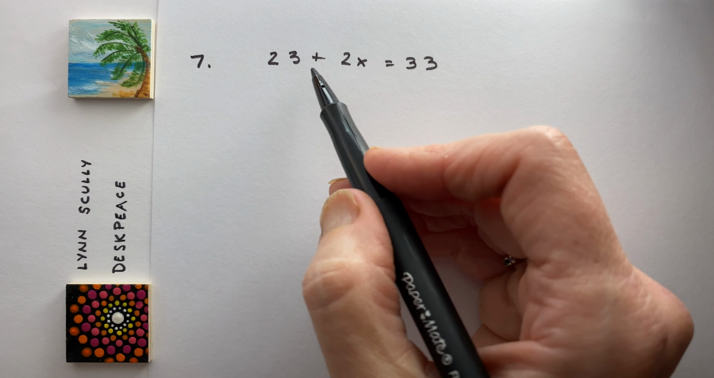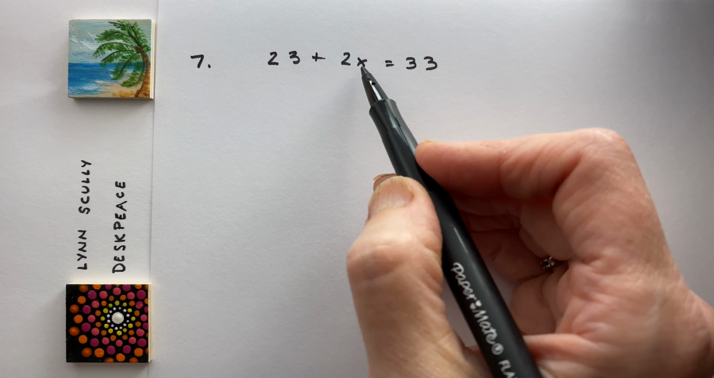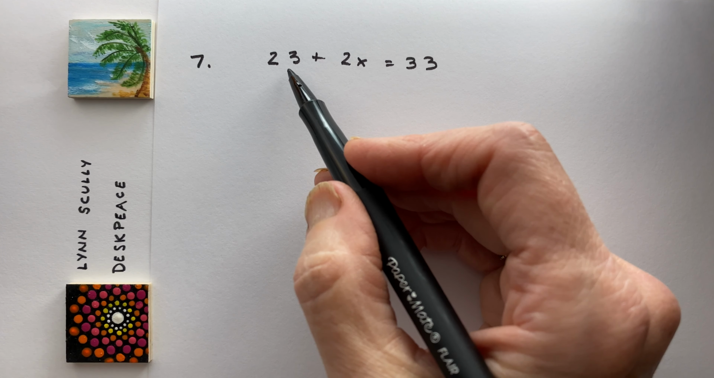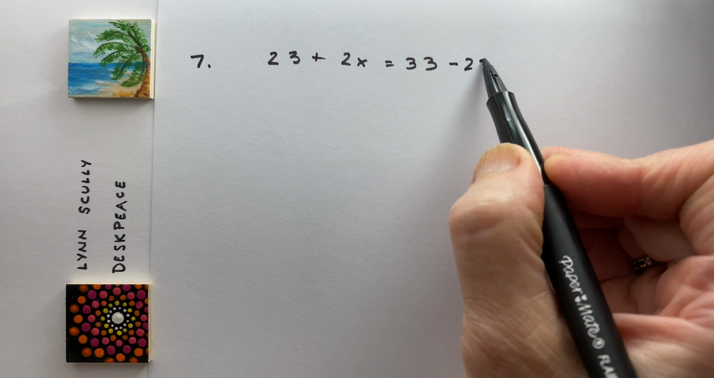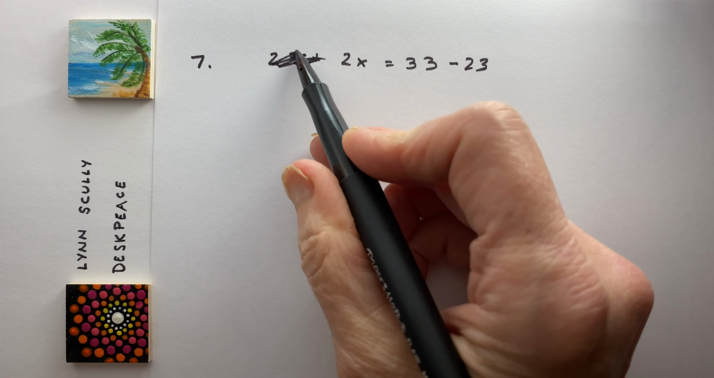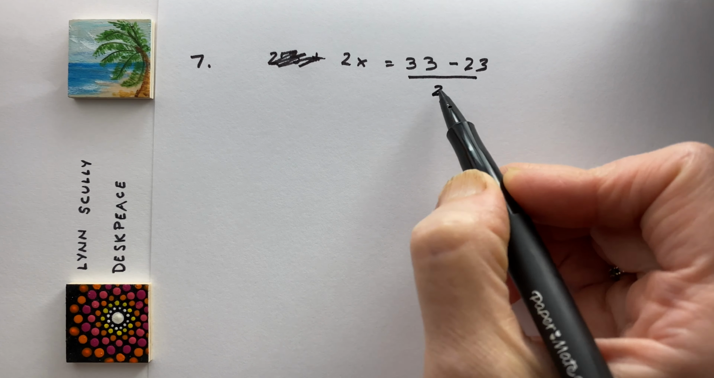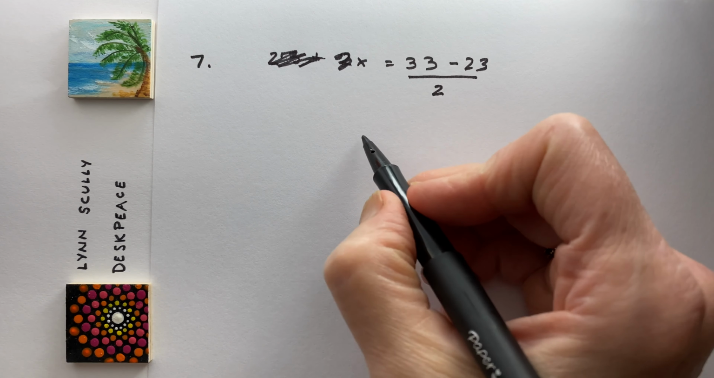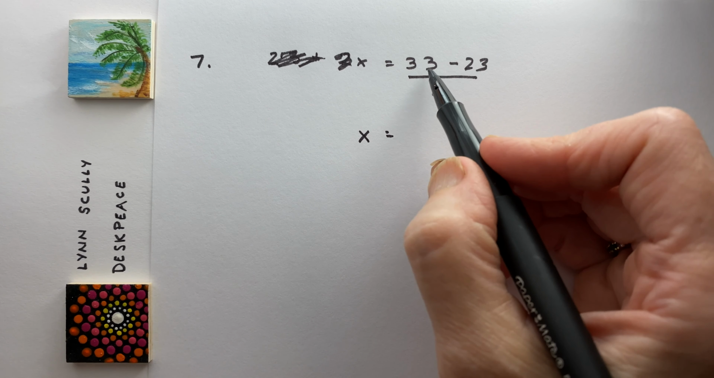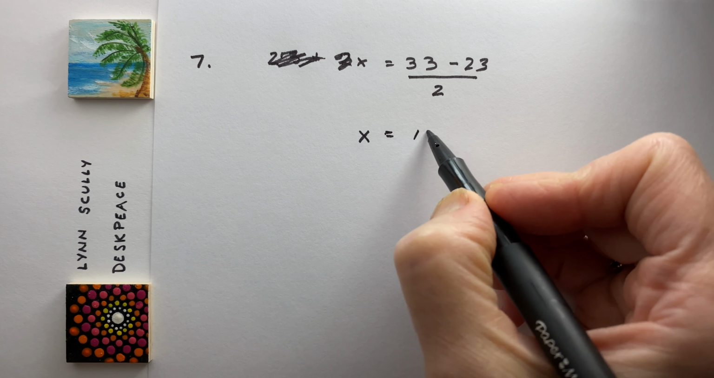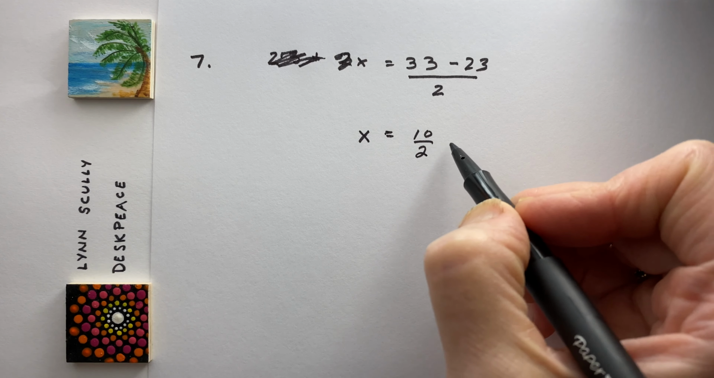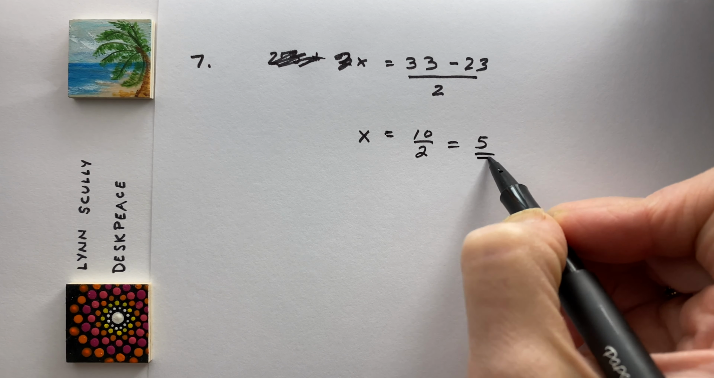Number 7, 23 plus 2x equals 33. 23 is attached by addition. 2 is attached by multiplication. First we undo addition. Minus 23 to the other side of the equal sign. 2 is attached by multiplication. Move it by division to the other side of the equal sign. X equals 33 minus 23 is 10 over 2. 10 over 2 equals 5.